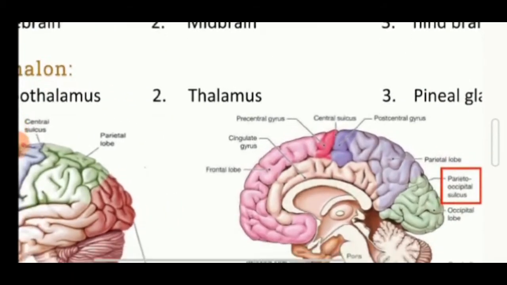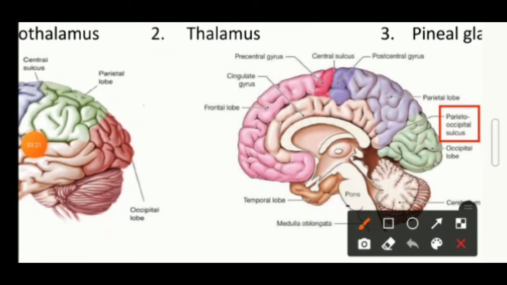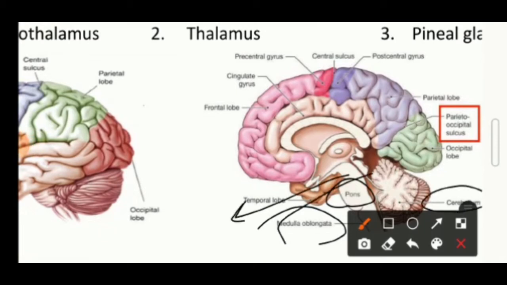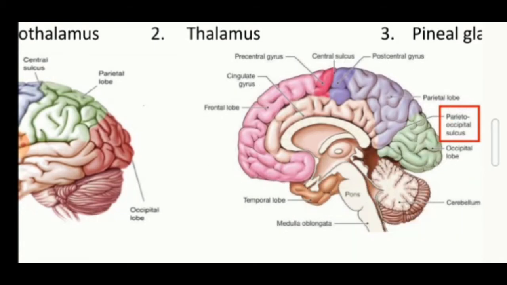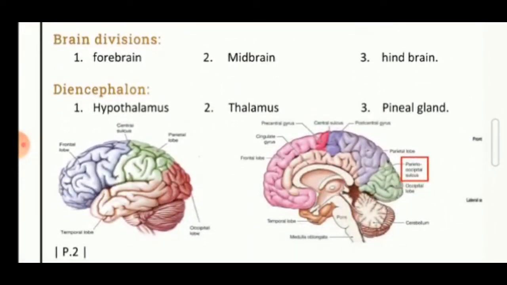We have talked about the midbrain while I was talking about the brainstem. Then the hindbrain is made up of pons, medulla, and cerebellum. So here is the midbrain, here is the hindbrain, and here is the forebrain. So that pons and medulla are common between hindbrain and brainstem.